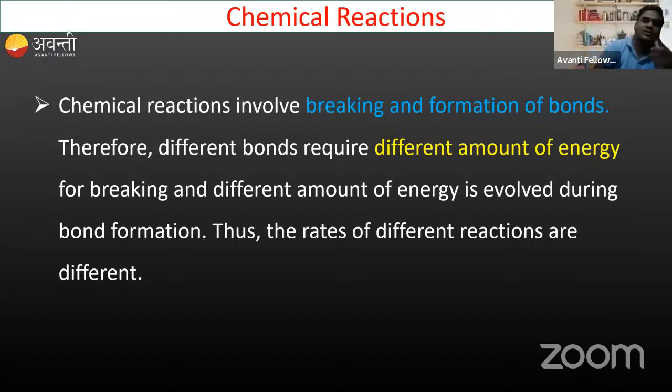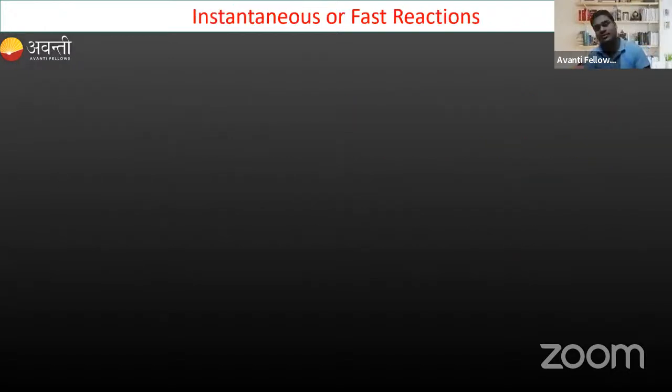So a chemical reaction involves the breaking and formation of bonds. Different bonds require different amounts of energy for breaking, and different amounts of energy are evolved during bond formation. Thus, we can say that the rates of different reactions may be different as well.